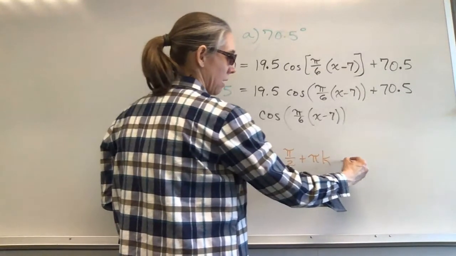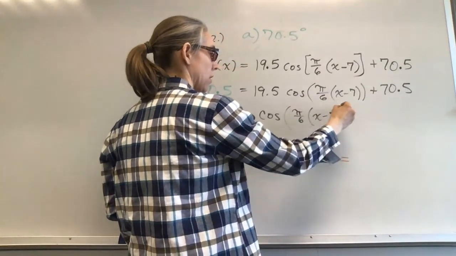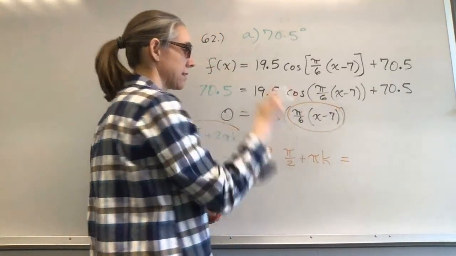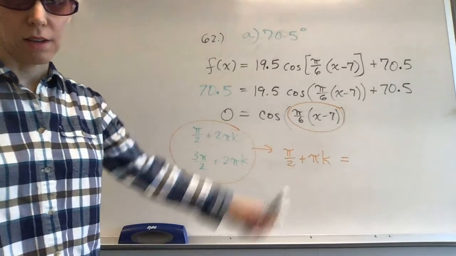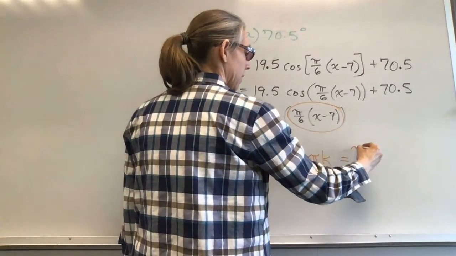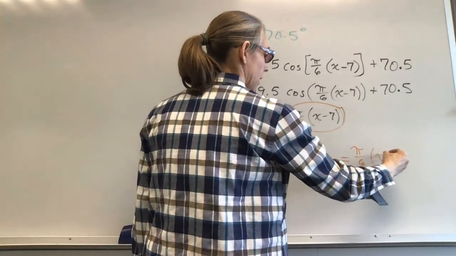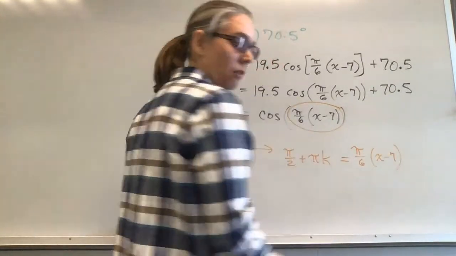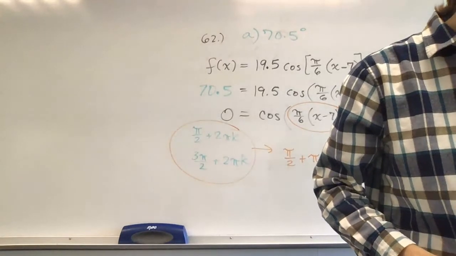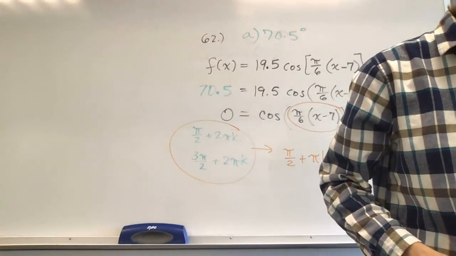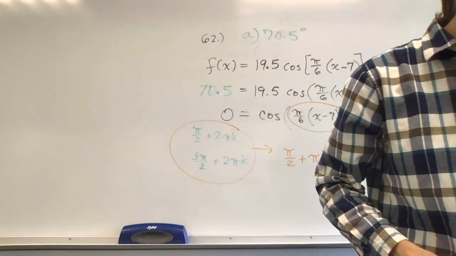So we're going to set the angle. Here's the angle. The angle is pi 6 times x minus 7. So we put that right in here. Pi 6 x minus 7. Now, the problem says when is it equal to 70.5?